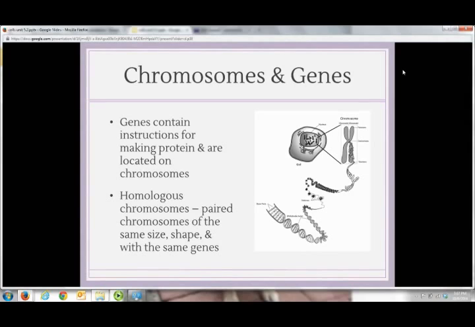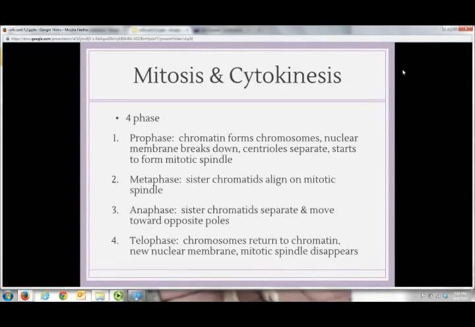When cells divide, you're going to have homologous chromosomes that are going to be paired chromosomes of the same size, shape, and with the same genes. By pairing up the homologous chromosomes, you can ensure that each of the new daughter cells will have an exact copy of each of the chromosomes.